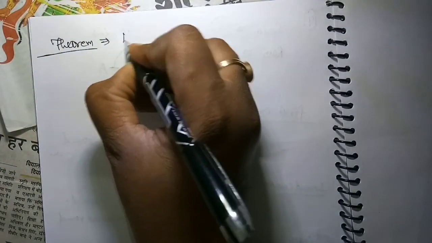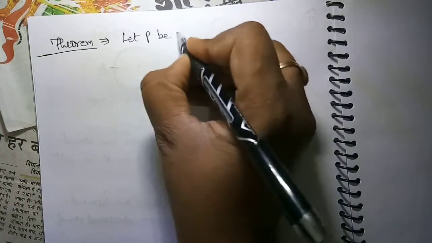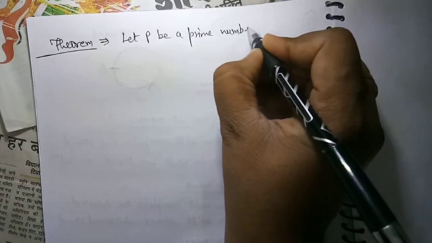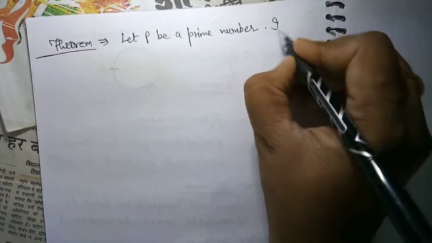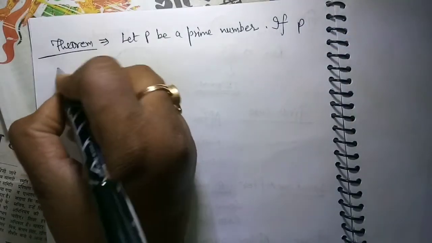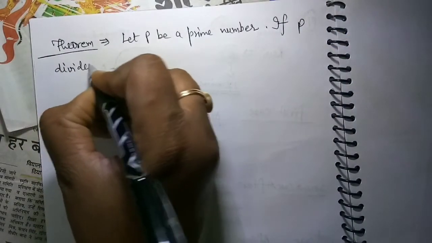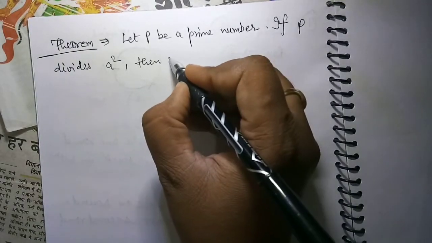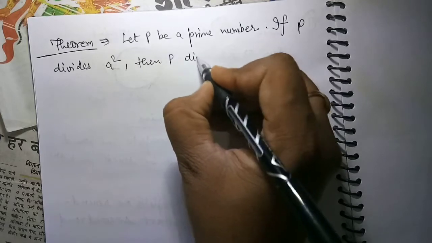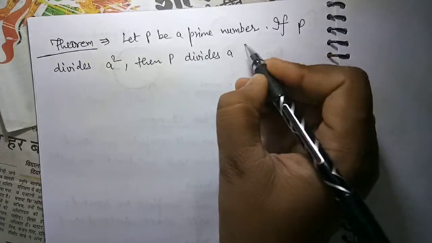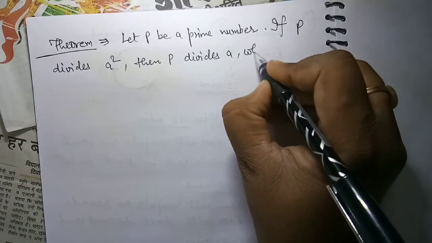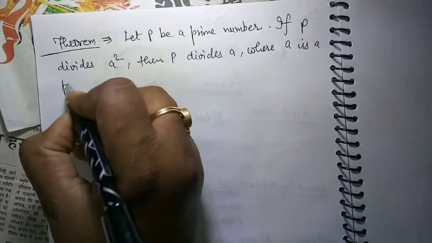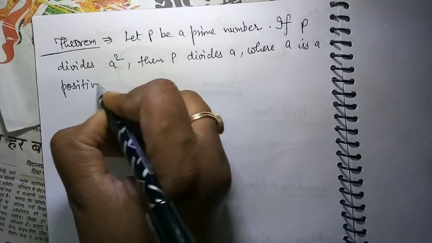The theorem says: let P be a prime number. If P divides a square, then P divides a, where a is a positive integer.